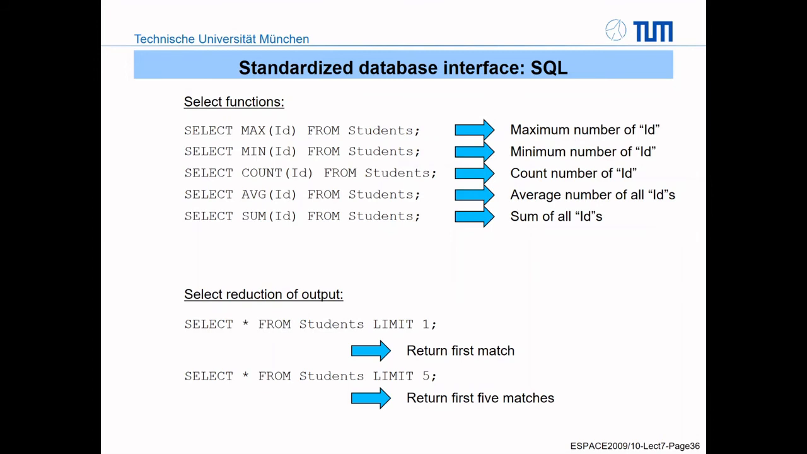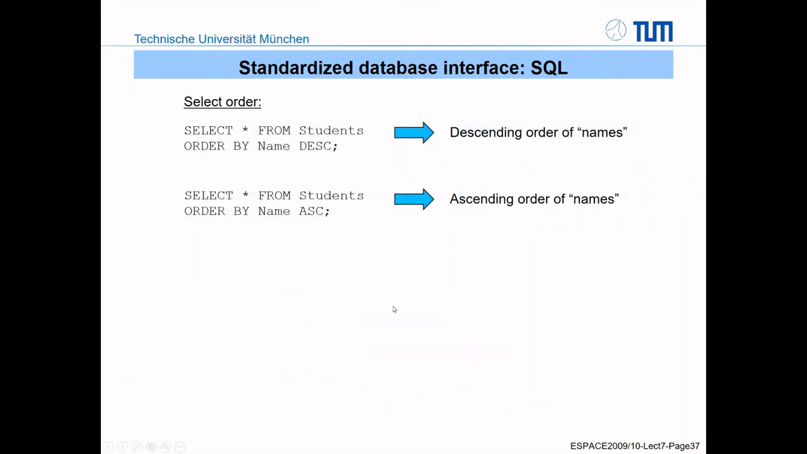You can also make combinations of that, so that you have additional functions, and you can also reduce the output so that you just get the first one found. For example, select asterisk from students, limit 1 tells you that you get the first match, or you get the first 5 matches if you have limit 5. You can also give a special order like descending or ascending. So if you have a list of names, then you can do a descending or ascending order in the output. It's also quite helpful if you directly want to use the data later.